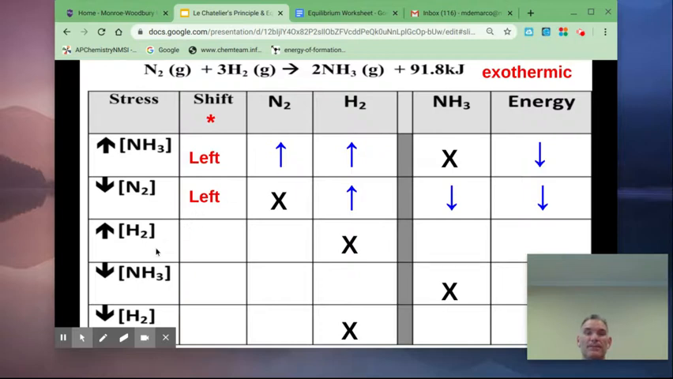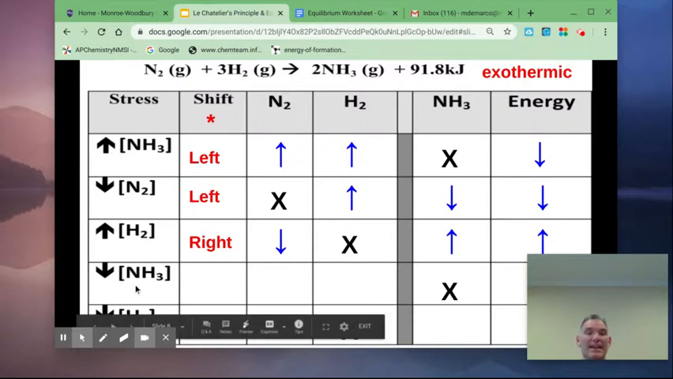Third example, H2 goes up. Add shifts opposite. It's on the left. I'm going to shift to the right. Seesaw goes up. Right side has to go up. Left side goes down. Notice it's not hard once you understand which way the reaction is going to go. And then what happens is after the reaction shifts, eventually it goes back to equilibrium until you stress it again.